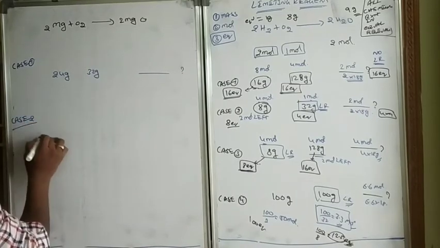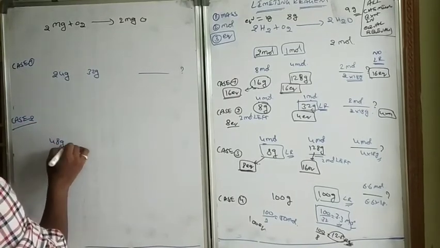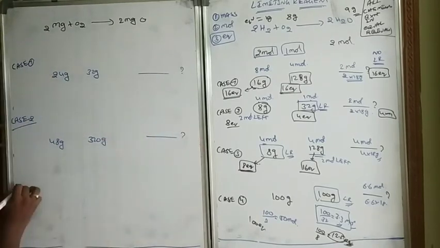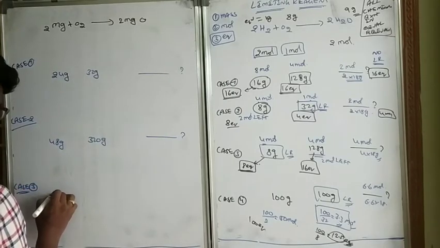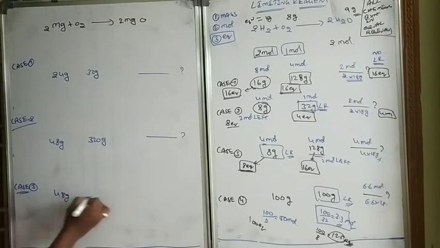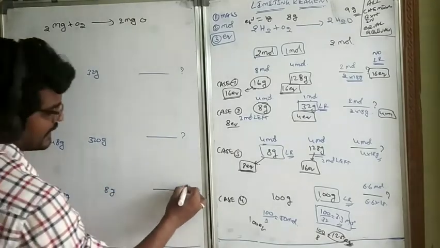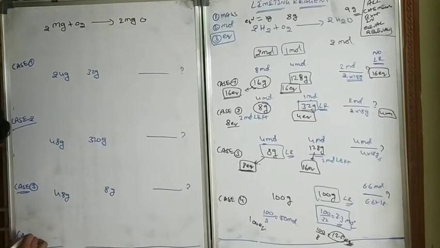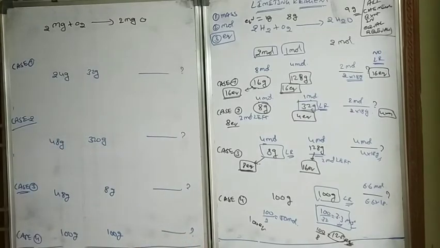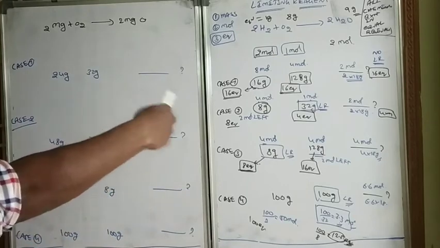Case 2: 48 grams reacting with 320 grams. Case 3: 48 grams reacting with 80 grams, and case 4: 100 grams reacting with 100 grams. What is the limiting reagent? Here I told you the mass relation, that will be a little confusing.